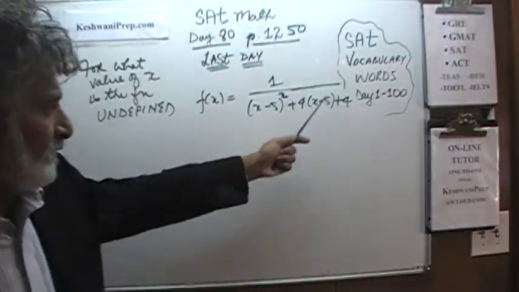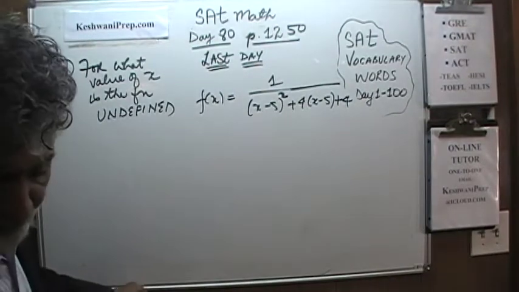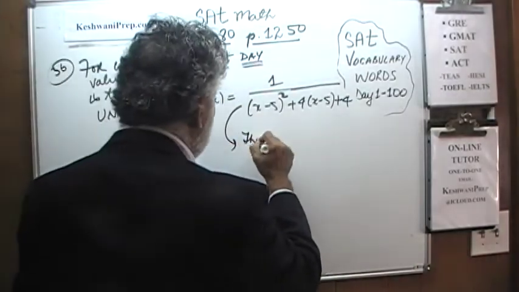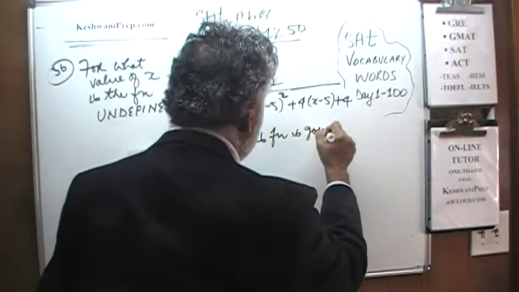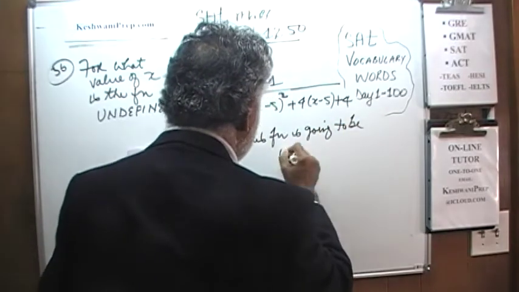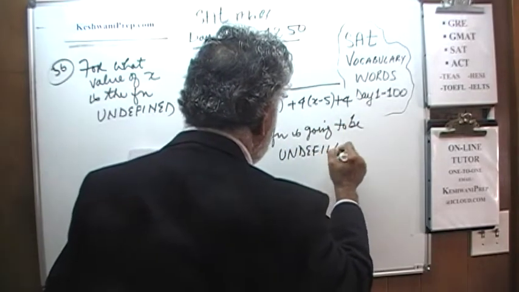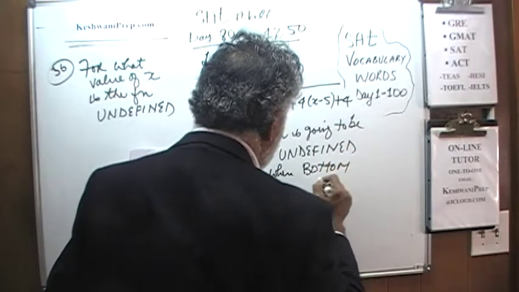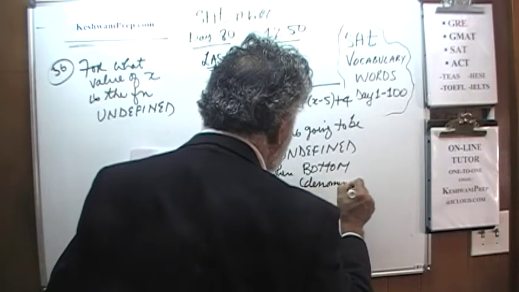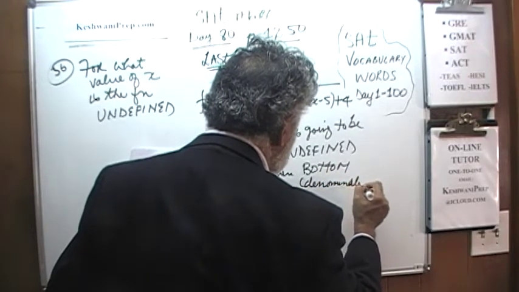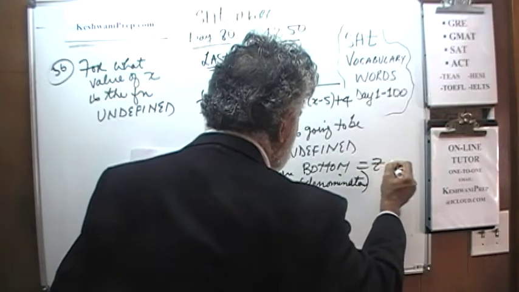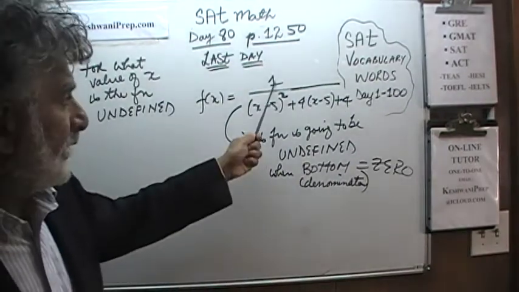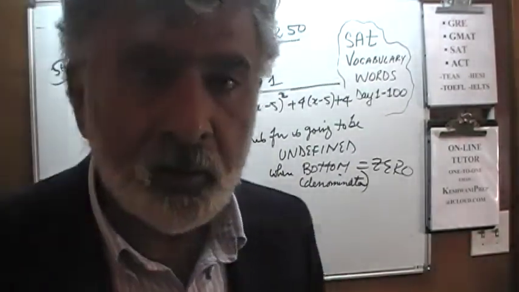So the question is, when is this function going to be undefined? The answer is, this function is going to be undefined when the bottom, or if you like, denominator is equal to 0. If the bottom is 0, any number divided by 0 is undefined. It becomes infinity. It's not defined.